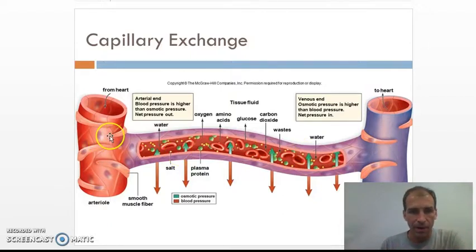If we imagine the arterial side and the venous side here, we could also imagine that in between, let's say there's a muscle cell right here. This muscle cell requires oxygen. It needs oxygen to form ATP. So in order to do that, it needs oxygen to go from this capillary into the muscle cell.